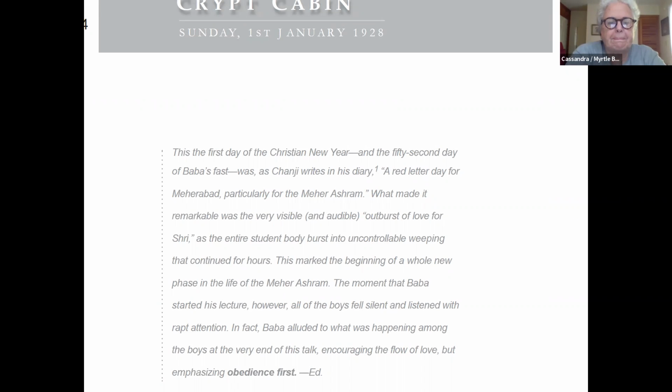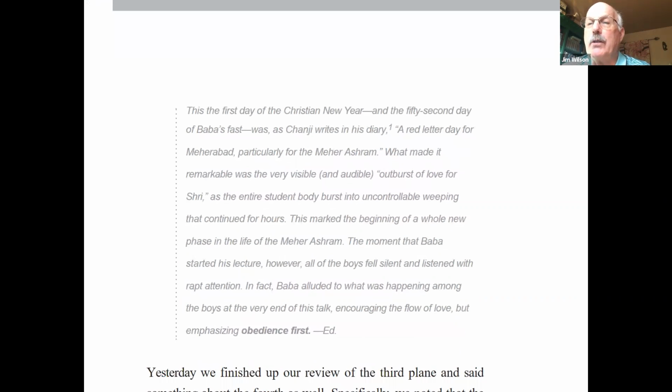Okay. This, the first day of the Christian New Year, and the 52nd day of Baba's fast, was, as Chanji writes in his diary, a red-letter day for Mehrabad, particularly for the Meher Ashram. What made it remarkable was the very visible and audible outbursts of love for Shri, as the entire student body burst into uncontrollable weeping that continued for hours. This marked the beginning of a whole new phase in the life of the Meher Ashram.